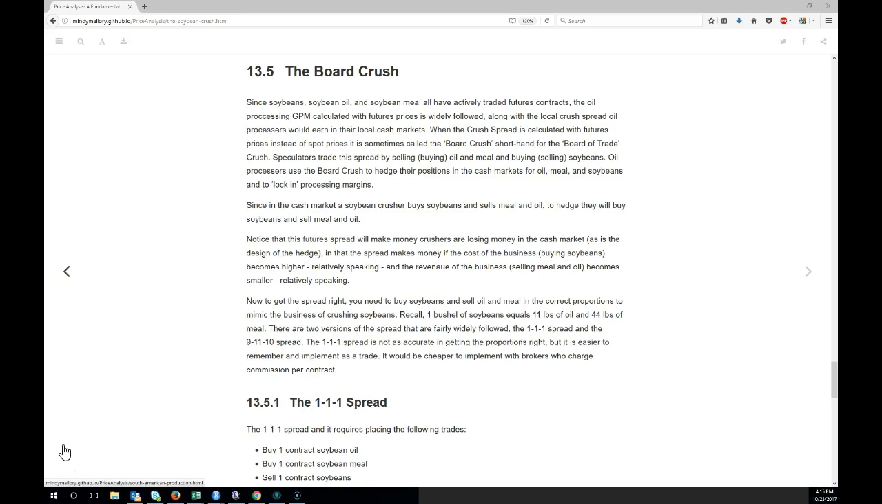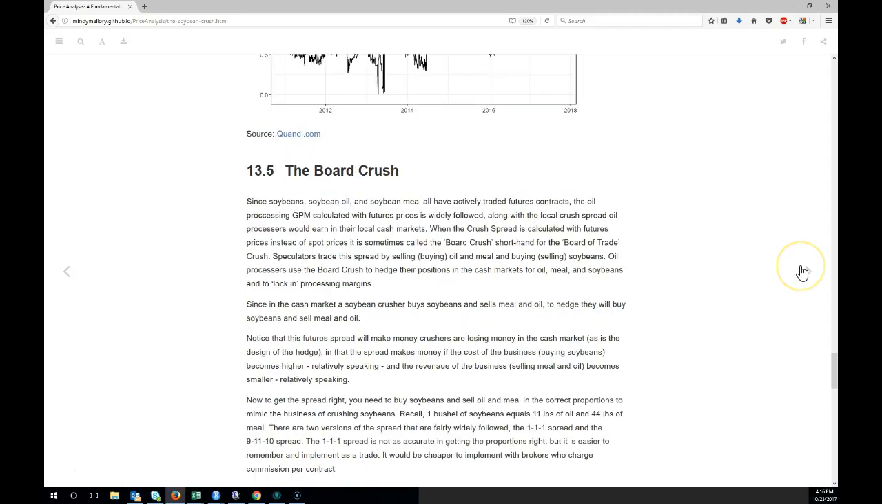So a soybean crusher is in the business of buying soybeans in the cash market and selling meal and oil in the cash market. So their futures hedge will involve buying soybean futures and selling meal and oil futures. Notice that this futures position is going to make money only if they're losing money in the cash market. So think about when they would be losing money in the cash market.